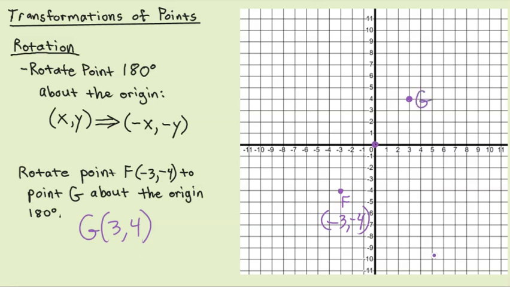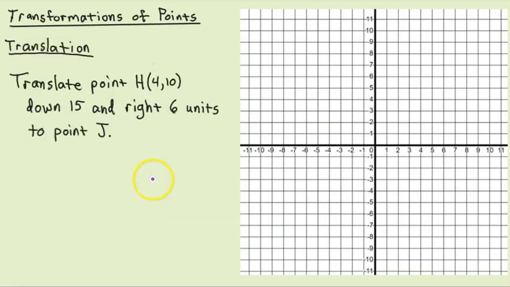And I can show you by drawing a straight line through the origin all the way to G. See, that's a straight line through the origin between F and G, and that means that that is a 180-degree angle. Okay, and that's it for rotation. Now let's move on to translations.